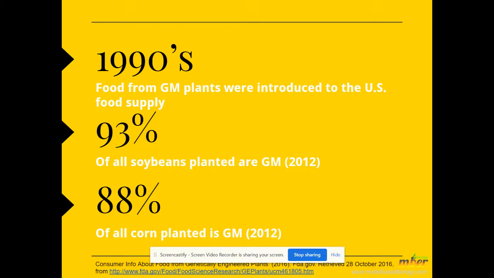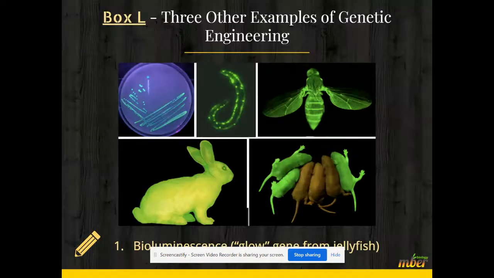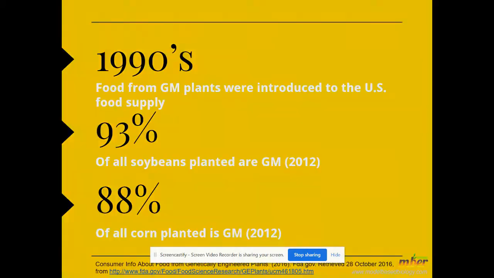So in the 1990s, food from GM plants was introduced to the United States food supply. 93% of all soybeans planted are genetically modified as of 2012, and as of 2012, 80% of all corn is genetically modified. So I know genetically modified sounds really scary.